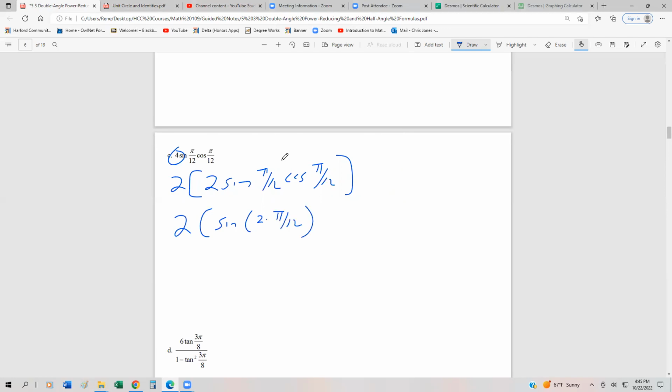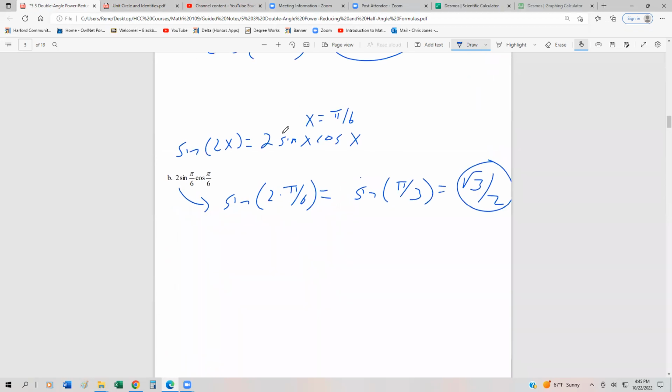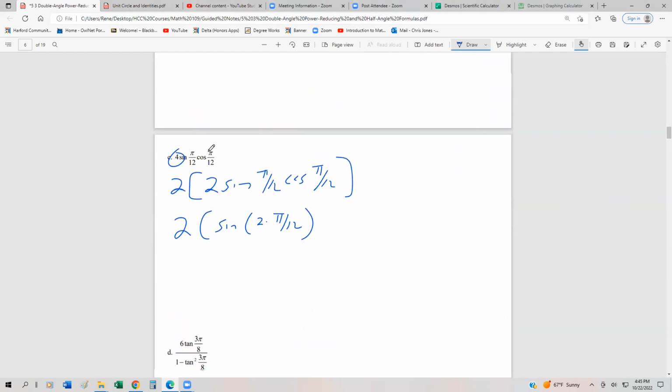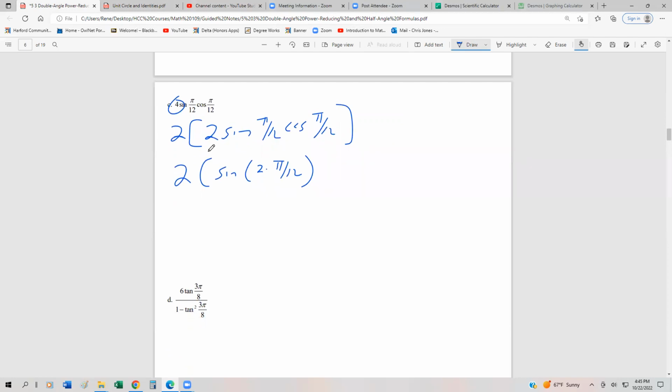All right, so again, we're just using the exact same formula, this formula right here. And we're just making the 2 sine x cos x equal to sine 2x. This is going to turn into 2 times the sine of pi/6. And we know on our unit circle, sine of pi/6 is a half, so we get 2 times a half, which just turns into 1.